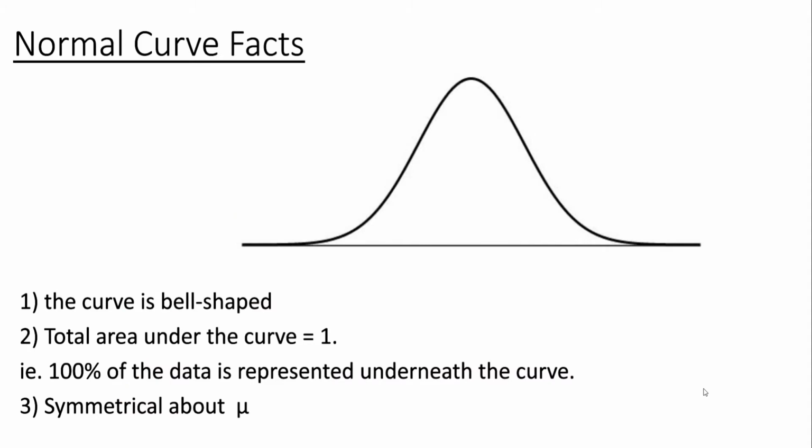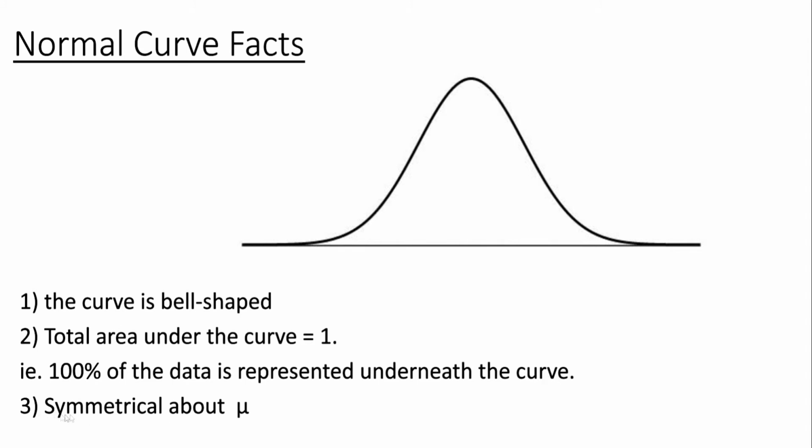Now we'll talk about some basic facts about the normal curve and the normal distribution. The normal curve is bell-shaped. Sometimes it'll look like this, sometimes it's more spread out, or it's shaped a little bit differently, but it usually has a shape that's very close to this one. The second fact, the total area underneath the curve is equal to 1. Another way you can think of that is that 100% of the data is represented underneath the curve.